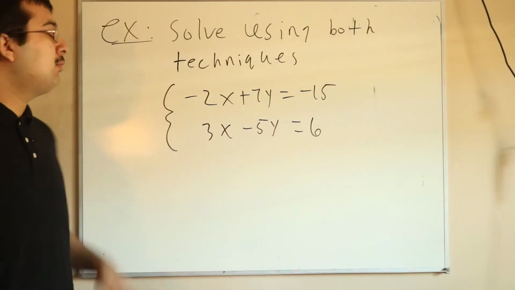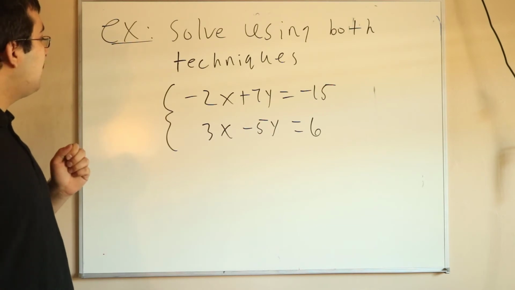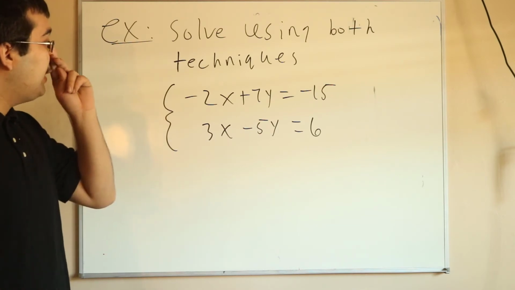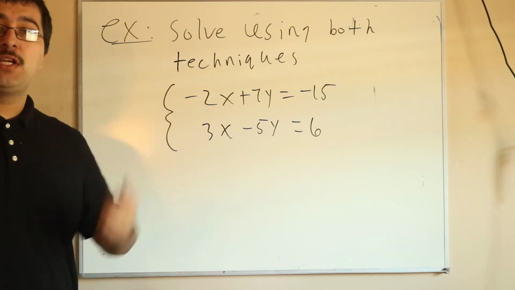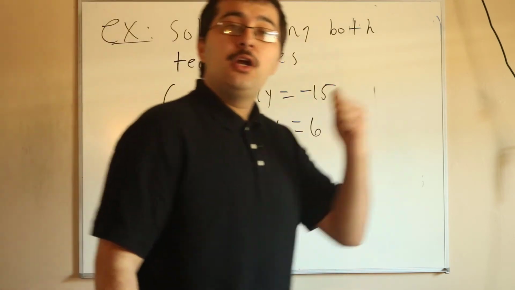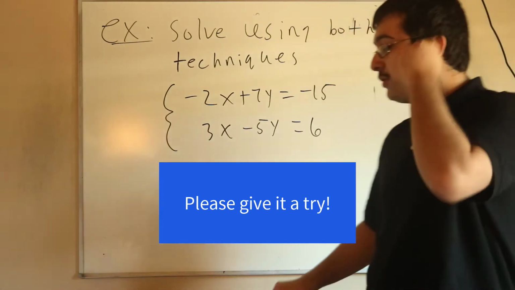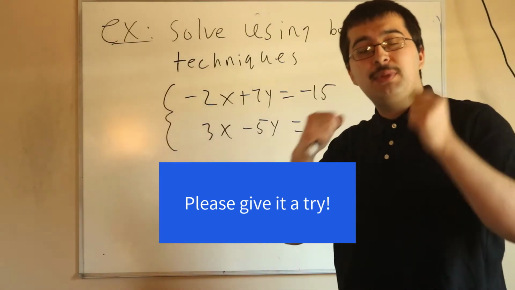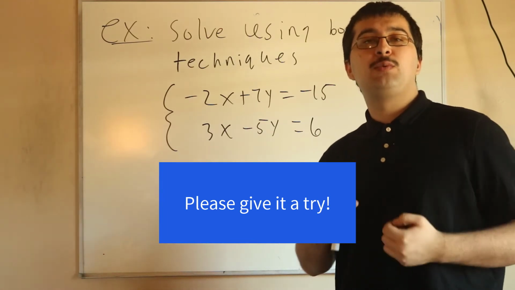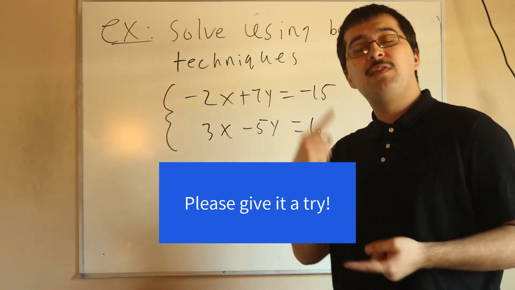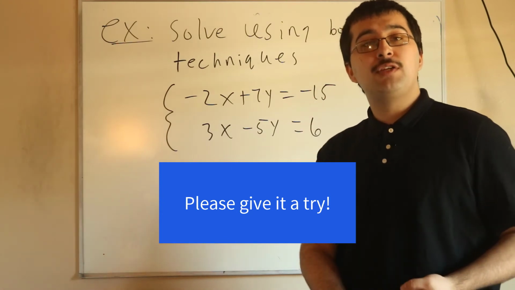Okay, for our next example, we're going to go ahead and consider this following system. Minus 2x plus 7y equals minus 15, and 3x minus 5y equals 6. So this one I want you guys to do on your own. Go ahead and pause the video now, and I strongly encourage you to actually please solve this problem using both techniques. Get practice with both. Try solving this with substitution, and then try solving this with elimination.